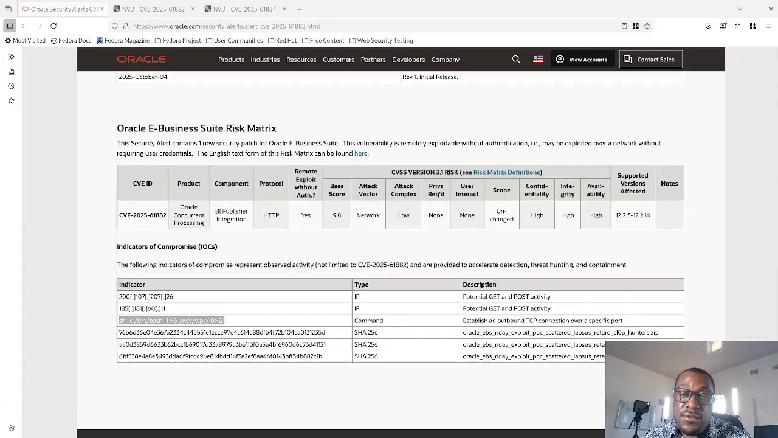Also, there is need for organizations to have incident response preparedness. Organizations must have well-defined and tested incident response plans to effectively manage and mitigate the impact of a successful cyber attack, including the steps for containment, eradication, recovery, and the post-incident analysis.